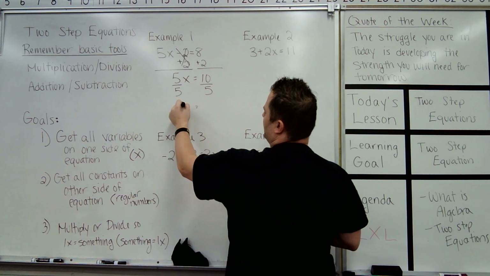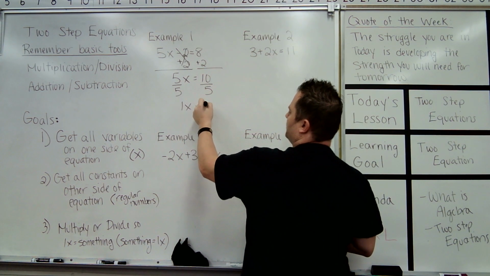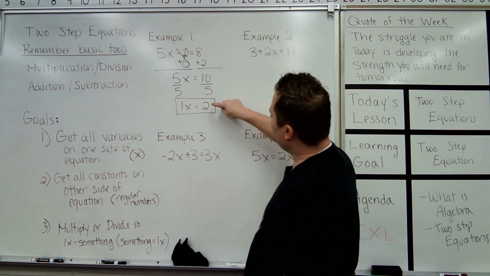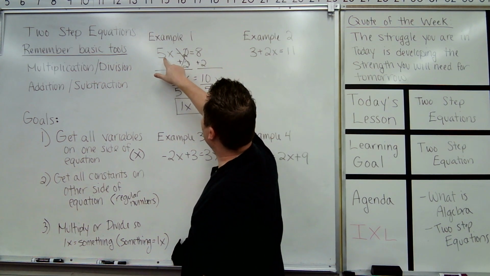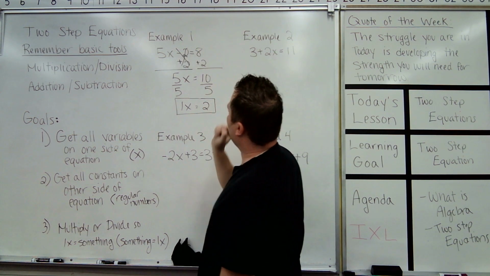5 divided by 5 is 1 times x. 10 divided by 5 is 2. And I'm claiming that x is equal to 2. If x is equal to 2, it's like saying 5 times 2, which is 10. 10 minus 2. This side is equal to 8. This side is also equal to 8.